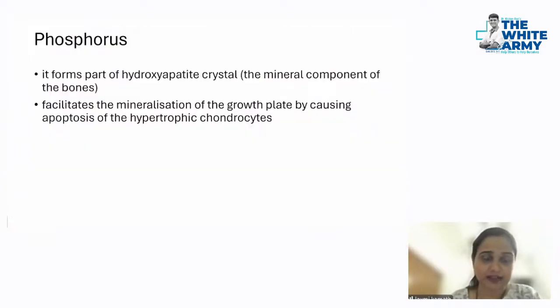Now you should remember that phosphorus is one of the abundantly found ions in the body. The majority of it is in the bone in the form of hydroxyapatite crystals.